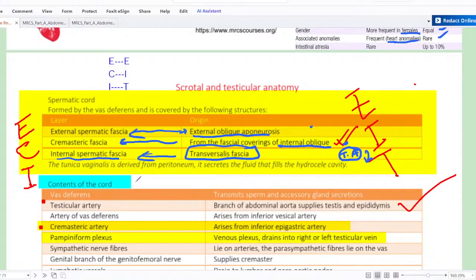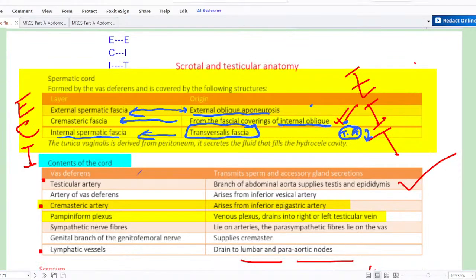Now the content of the cord. Content of the cord: vas deferens, testicular artery. This structure you just need to read. In some questions they might ask which of the following structures is not a content of the cord. So what does the cord carry? Testicular artery, artery of the vas deferens, and cremasteric artery. So we got three arteries: testicular artery, artery of vas deferens, and cremasteric artery.